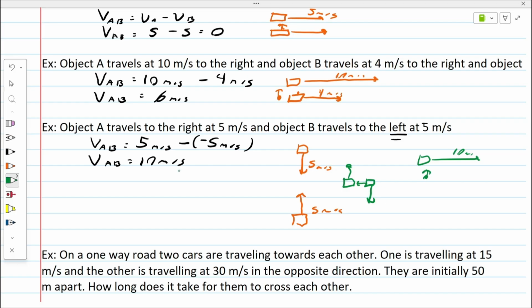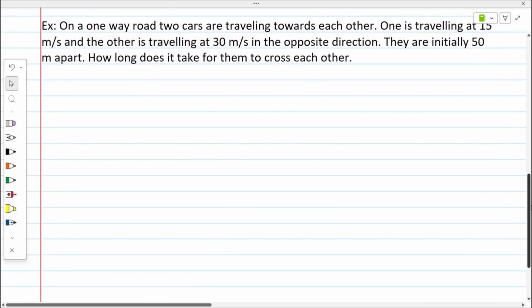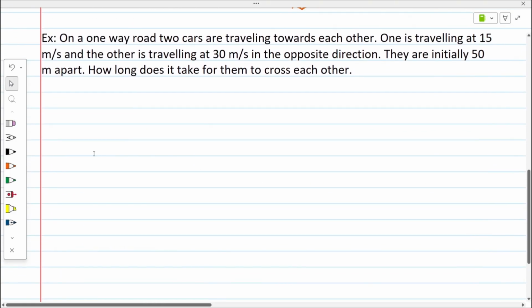Okay, so let's do one final example that's a little more challenging. We have, on a one-way road, two cars traveling in opposite directions. One is traveling at 15 meters per second, the other at 30 meters per second in the opposite direction. They're initially 50 meters apart. How long does it take for them to cross? Okay. So we have a little more information, so let's write out what we have.